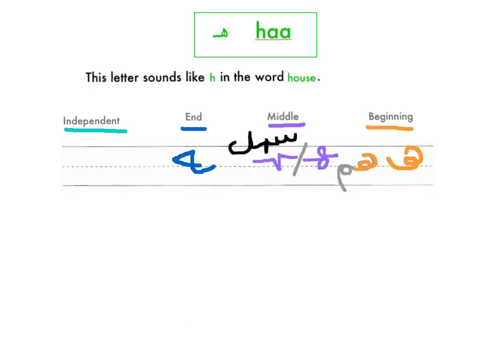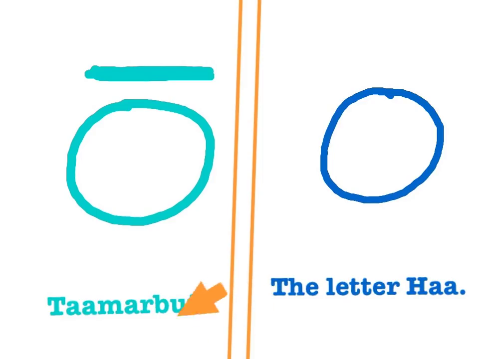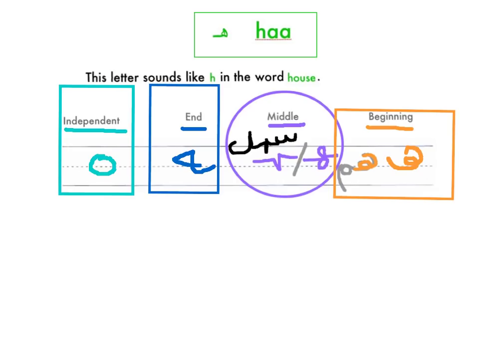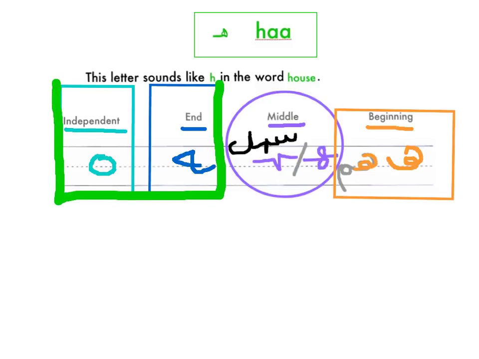And at the end, in its independent form, we write it like this. It's similar to ta marbuta as you see, but there is no line at the top and no dots. The independent form at the end and the connected form at the end are, as you know, related to each other, because you only see the independent form at the end.